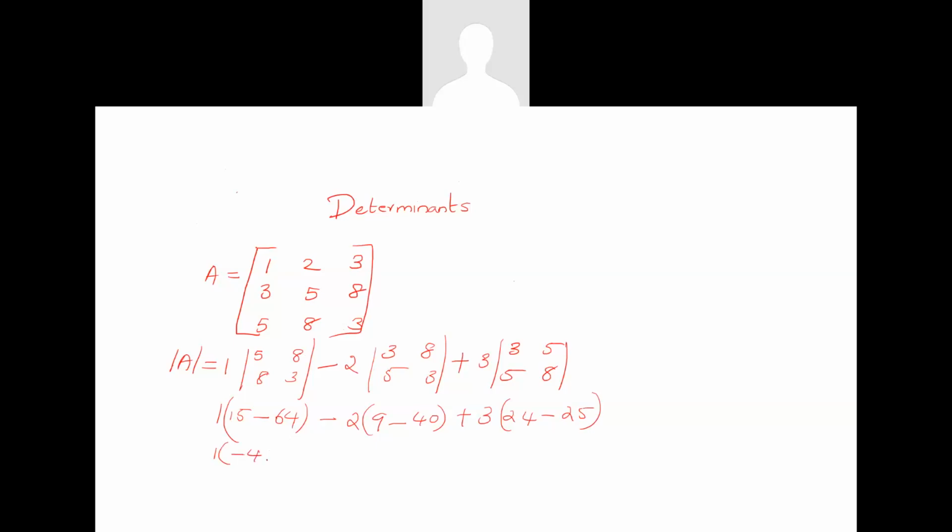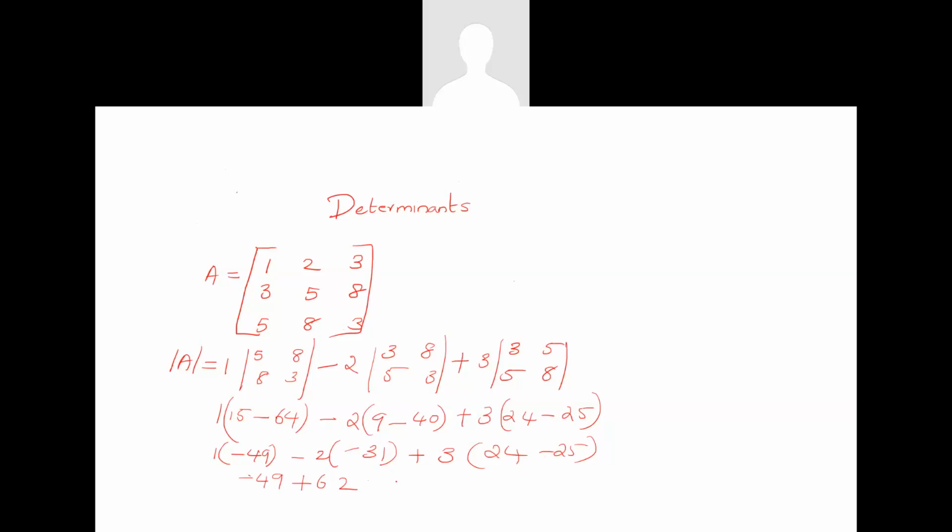It is minus 49. Then minus 2 into what is 9 minus 40? It is minus 31. Then plus 3 into 24 minus 25. Right? This can be written as minus 49 into 1 is minus 49. Then minus 2 into minus 31, so it can be written as plus 62, isn't it? So then plus 3 into 24 minus 25 is actually minus 1, isn't it?